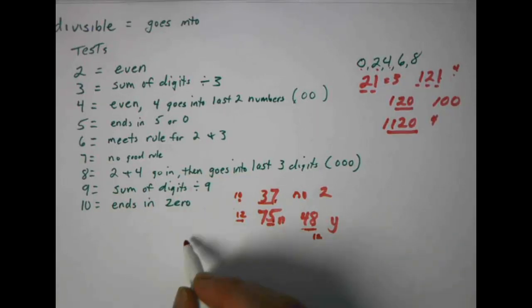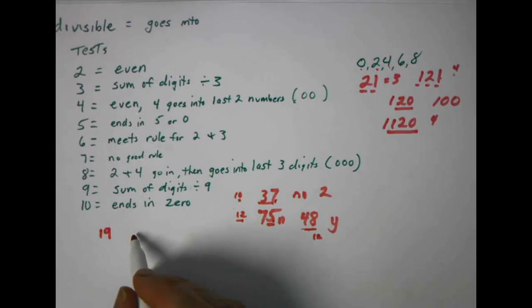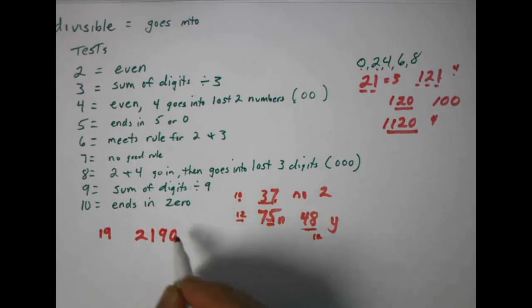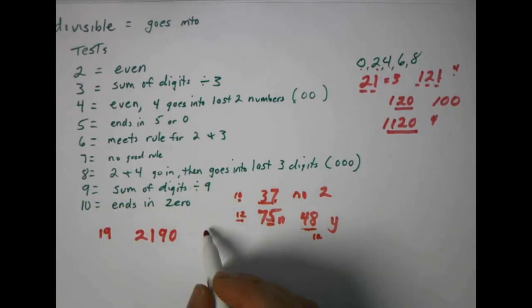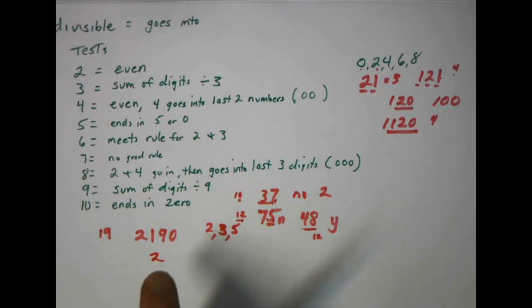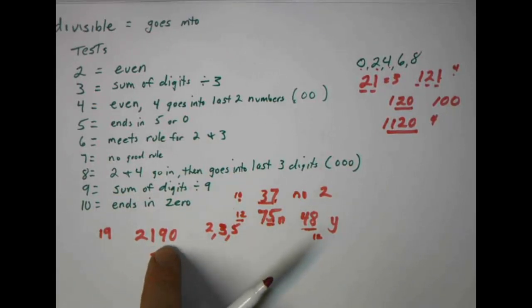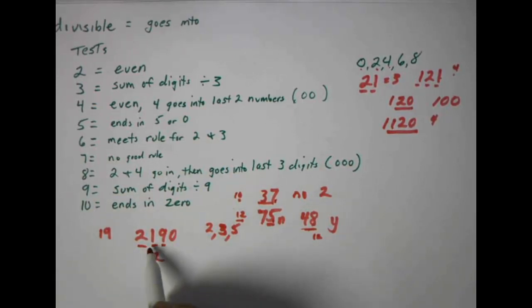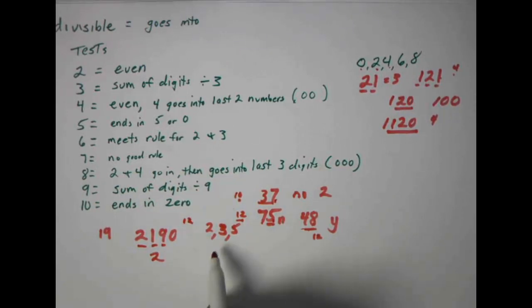So let's check a bigger number, such as problem number 19. I have 1,290, and we're supposed to check to see if 3, 2, 3, and 5 go in. Okay, so let's check off. Is the number even? Yes, therefore 2 will go in. Sum of the digits: I have 2, 1, and 9, so that sum of the digits is 12. 3 goes into 12, therefore 3 goes into that whole number.